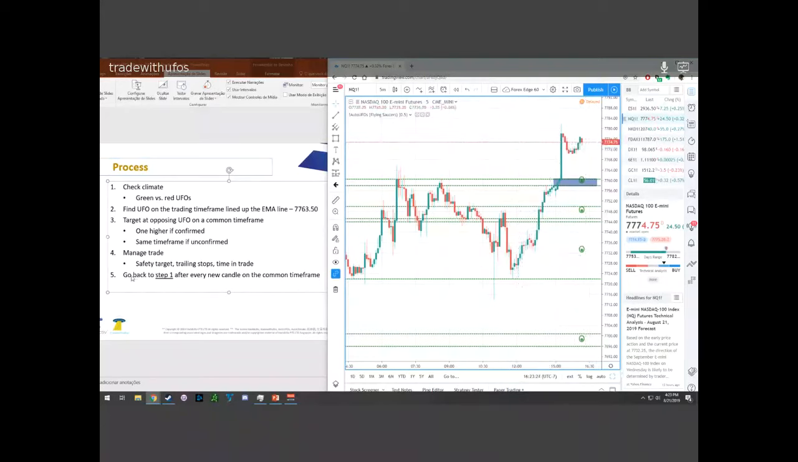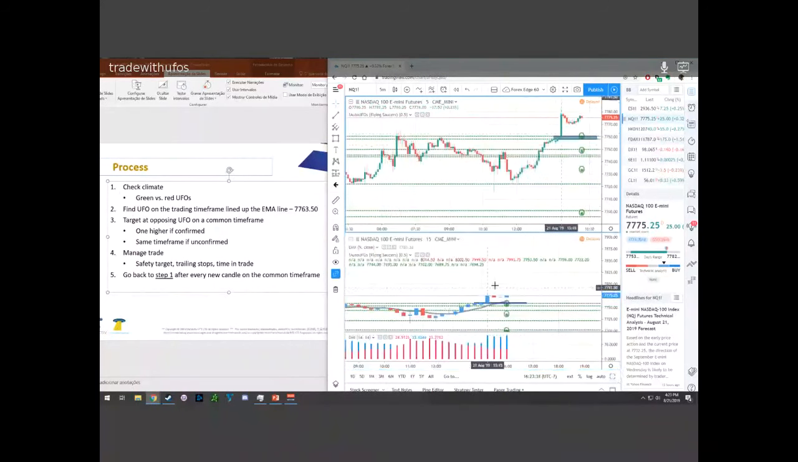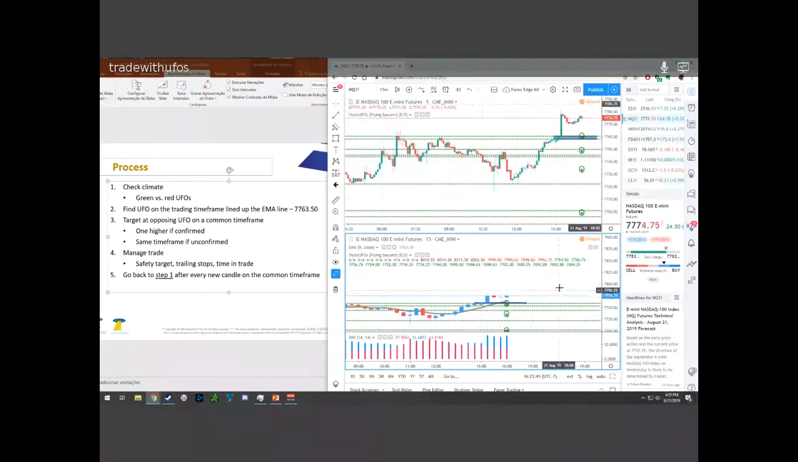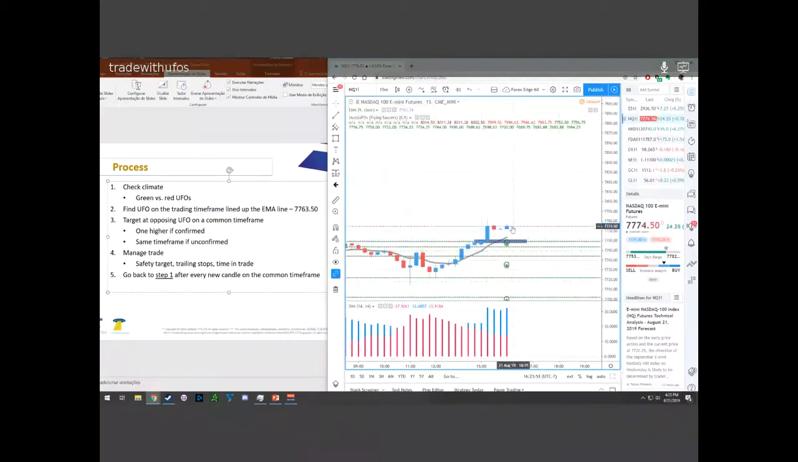So that comes back to our step 5 here. Every close of the common time frame candle, we want to double check what our climate is and find new opportunities in line with the EMA. I'm in a 15-minute time frame. It is currently 4:23 here. So at 4:30 p.m. my time, in 7 minutes, we'll have a new close, and we'll double check if the close is above this EMA and what the DMI is, and so on and so forth.